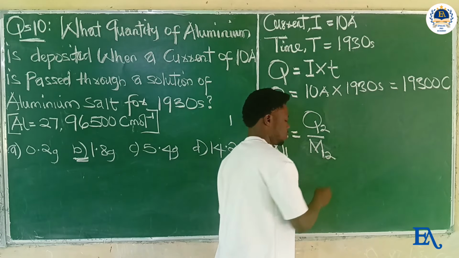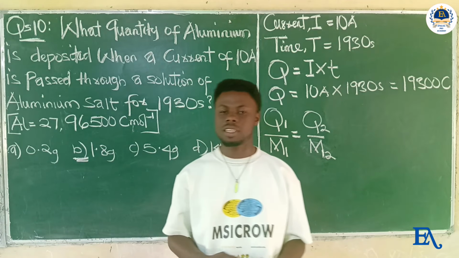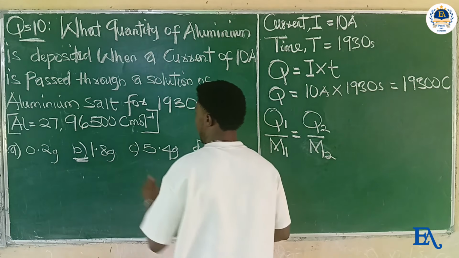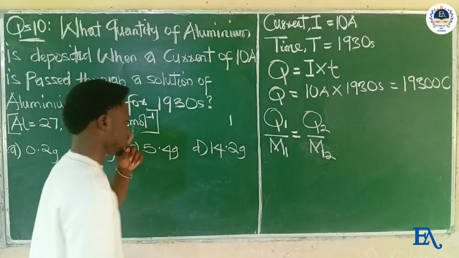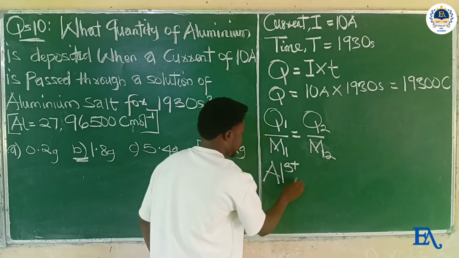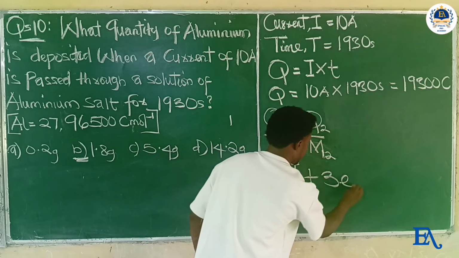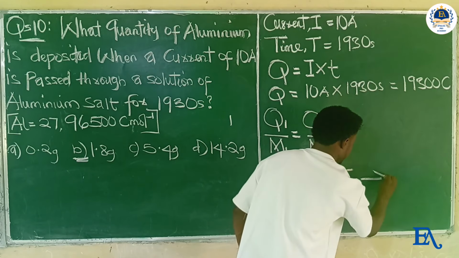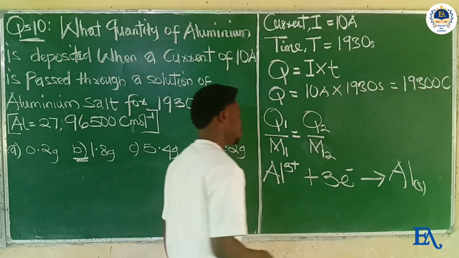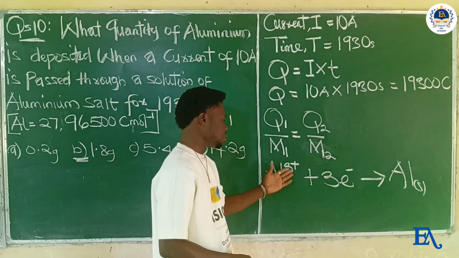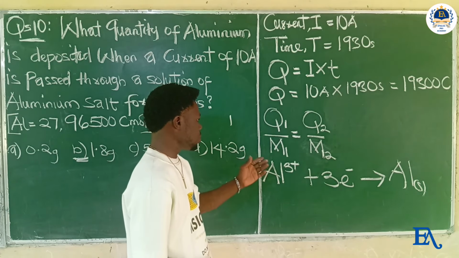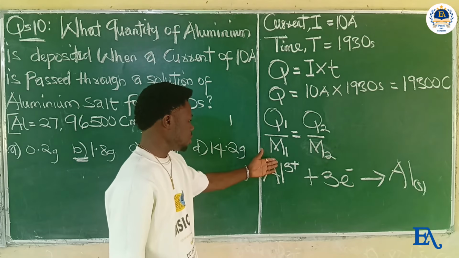So according to electrolysis of acidified water using platinum or graphite electrode, let us determine the ionic equation for the aluminium salt given. Al3+ plus 3 electrons would yield aluminium solid. So the charge for aluminium is +3. At this point, we are going to determine the quantity of electricity, which is Q1, using this charge.